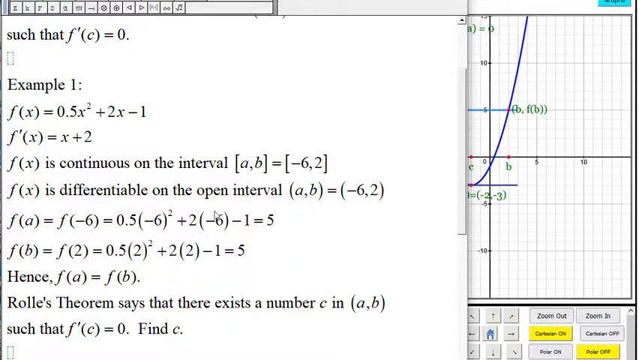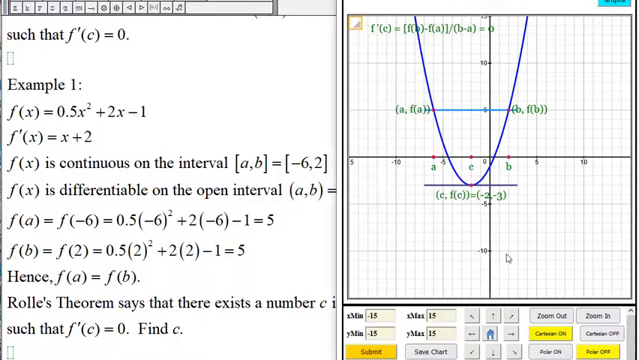And then f(b), b is 2. So for f(2), we just plug in 2, and we get 5. So f(a), or f(negative 6), is 5. f(b), or f(2), is 5. So we have f(a) is equal to f(b). And so Rolle's theorem says that if f(a) is equal to f(b), then we can find a number between negative 6 and 2 such that the derivative at that number is equal to 0.